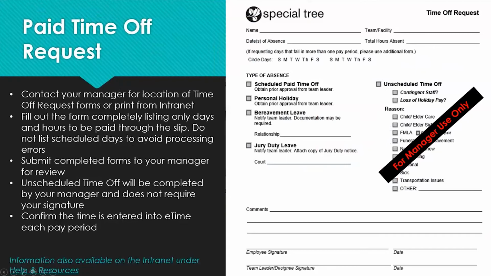When you want to request paid time off, you want to contact your manager for the location of the time off request forms or print them from the intranet. You want to fill out the form completely, listing only days and hours to be paid through the slip. Do not list scheduled days to avoid processing errors.